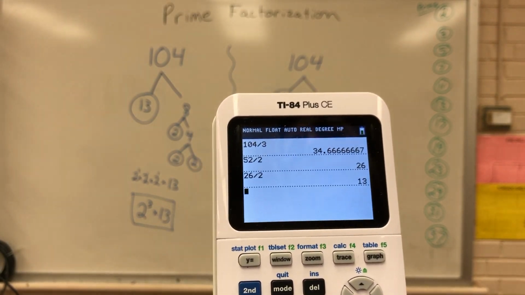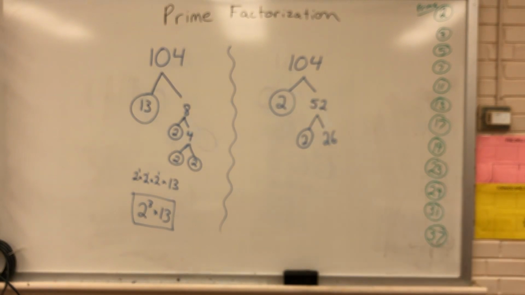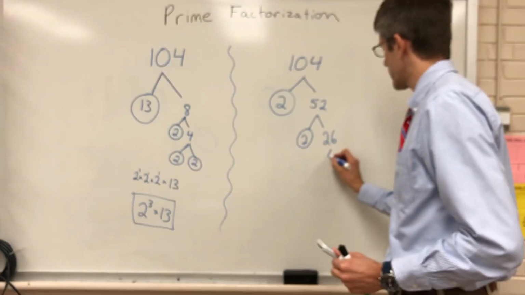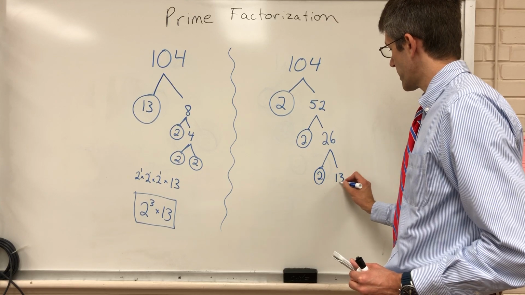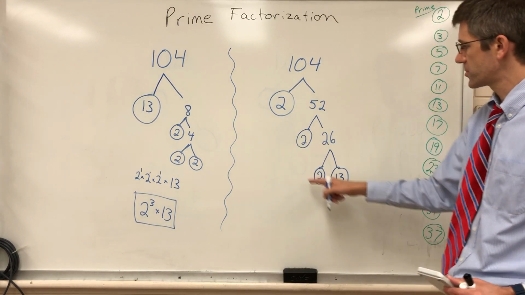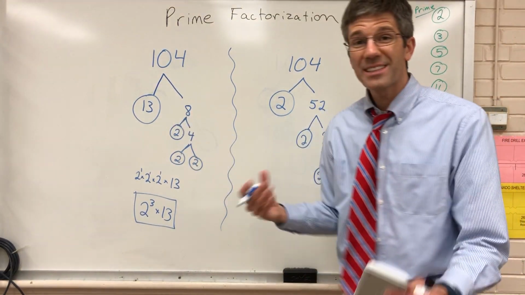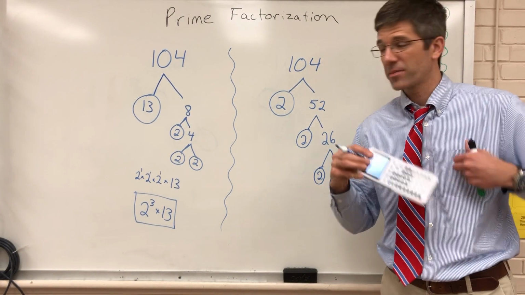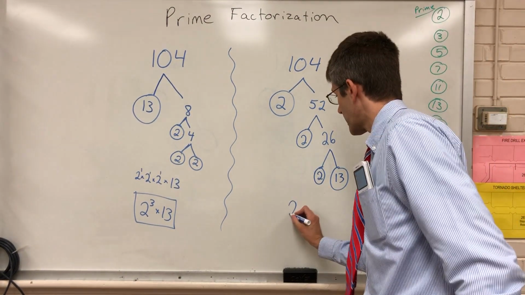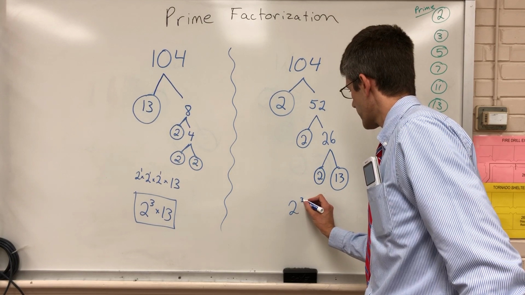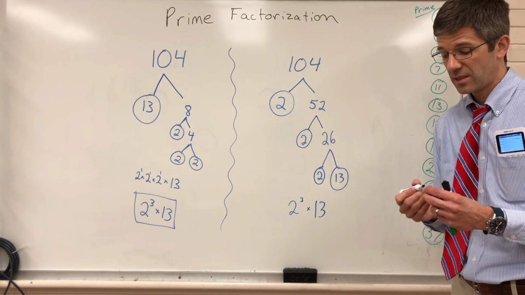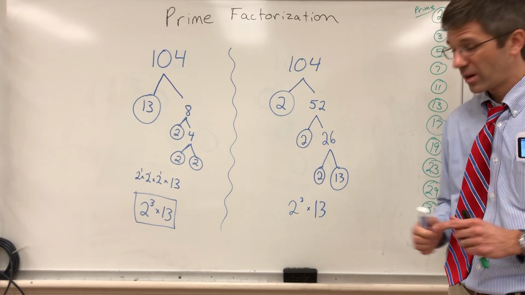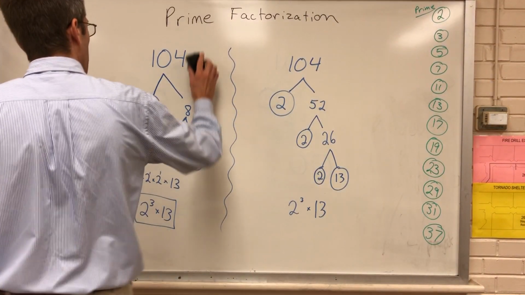26 divided by 2 is 13. Okay, so what that just told me was 26 is 2 times 13, which is prime. And notice 2 times 2 times 2 times 13. It's in a different order, but that's okay. It's the same thing. So final answer, same thing. 2 to the third, that's a 3, times 13. That's it. All right, I'm going to do 1 or 2 more, and they're going to be tricky.